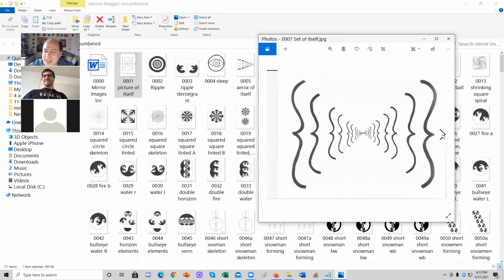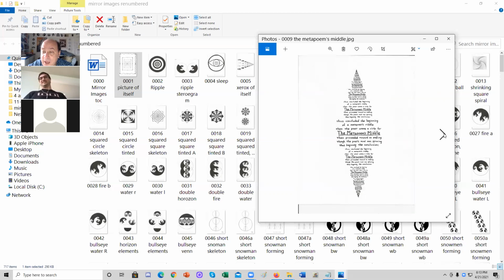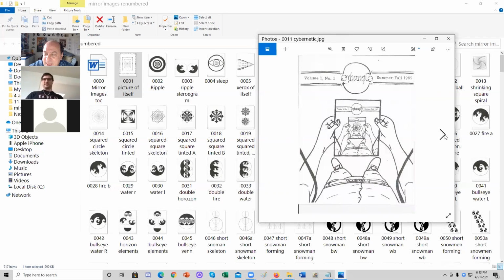A set containing itself. One day, a mad meta poet with nothing to say wrote a mad meta poem that started one day. A mad meta poet with nothing to say wrote a mad meta poem. Sort of close where the words of the poet finally chose to bring his mad poem to some sort of close. There you go. That wasn't mine. That was Martin Gardner, but I cited it on paper. Thus concluded the beginning of a meta poet's riddle, and the poet wrote a title for it, the meta poem's fiddle, then proceeded toward an ending, though the poet's mind was spinning, thus beginning the conclusion, thus concluded the beginning. That's great. That was fun. And it emphasizes the picture as well.